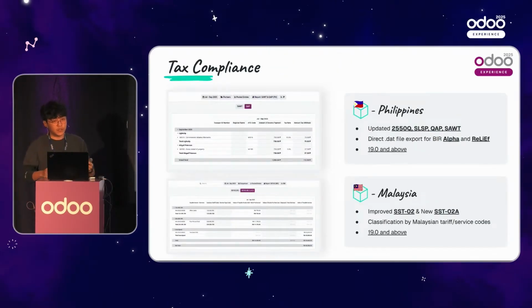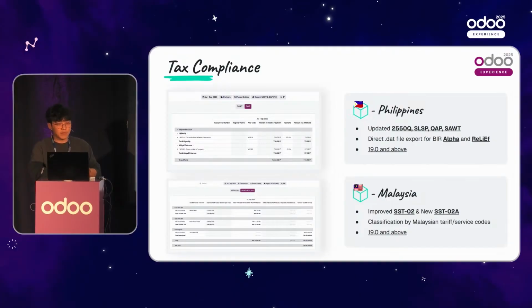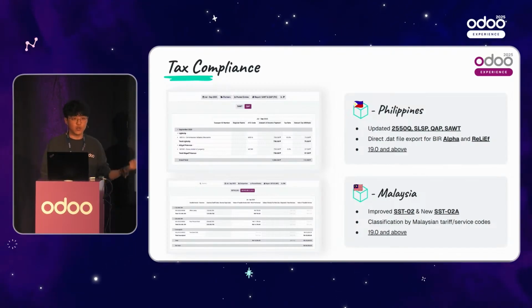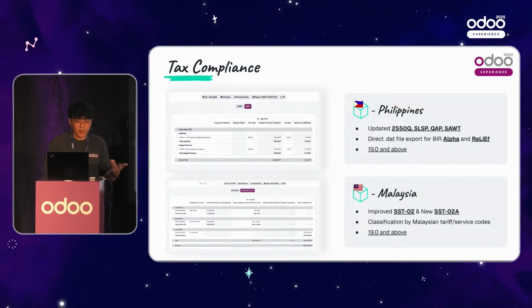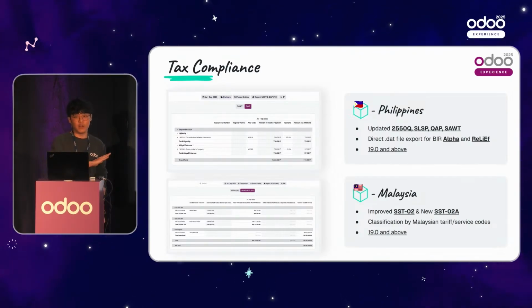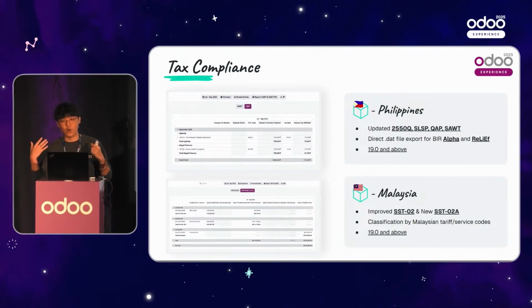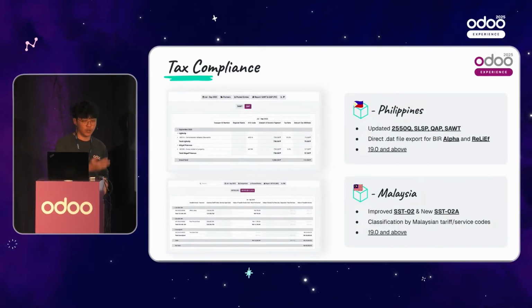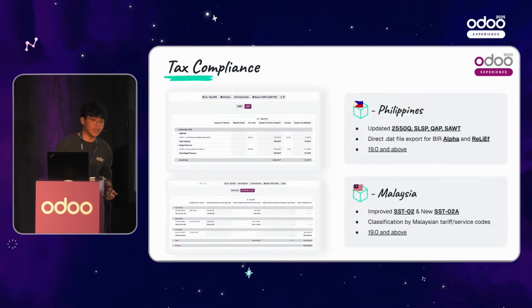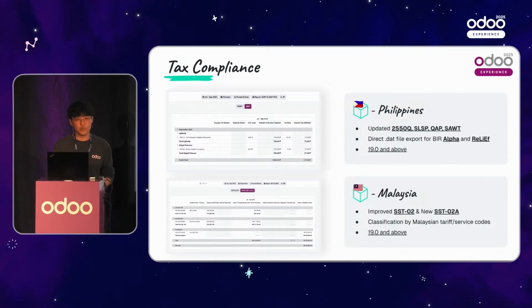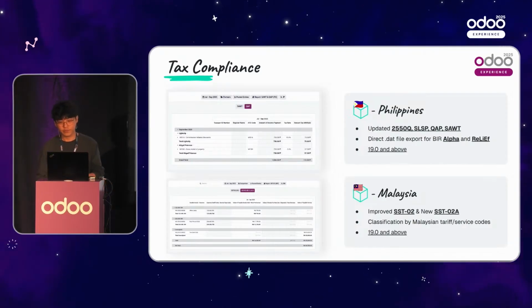And there's good news for the Philippines, where we revamped and improved all the 2550Q VAT report, SLSP, summary list of sales and purchases, QAP, quarterly alphabetical list of payees, and SAWT. I won't be going into the details, but we managed to improve all of this so that the user interface exactly matches the data that you need to export and report to the authority. But what's even better is that Odoo now directly generates the .dat file that is compliant with the BIR Alpha and Relief module.